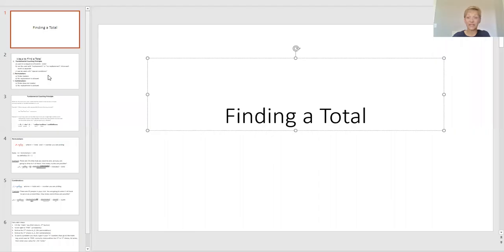All right, so as usual, I'm going to share the screen and pull up a PowerPoint and kind of talk you through it. I hope that helps. All right, so finding a total. Let's look at 3 different ways. Now, you're going to need to get some paper out or print this or however you want to do it, but you're going to need this in your notes.